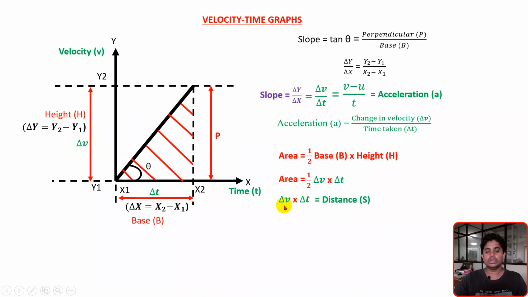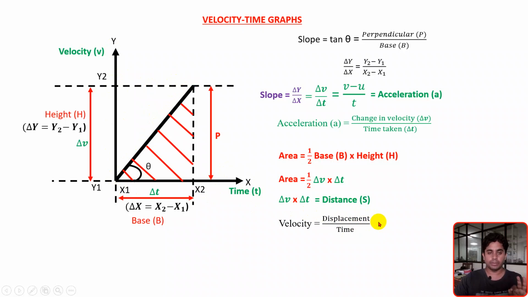But what we know is that change in velocity multiplied by change in time is nothing but distance or displacement, because velocity is equal to displacement divided by time. So that's why the area under this line will give me the magnitude of displacement or magnitude of distance.